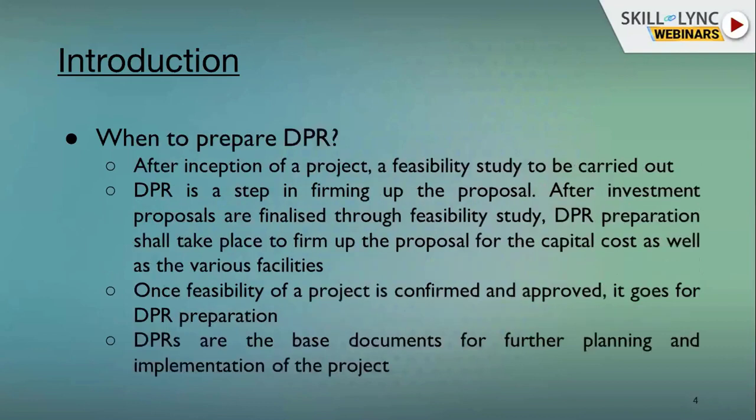When we are going for the DPR, initially when a project is conceived, first it goes for an inception report, then a feasibility report. Feasibility means the project is feasible through various means. After that, the DPR steps come up with this proposal. After investment proposals are finalized through the feasibility stage, DPR preparation takes place, and here capital cost and other facilities are finalized. Once feasibility of a project is confirmed and approved, it goes for detailed preparation. It is basically further planning and detailed implementation of the project.